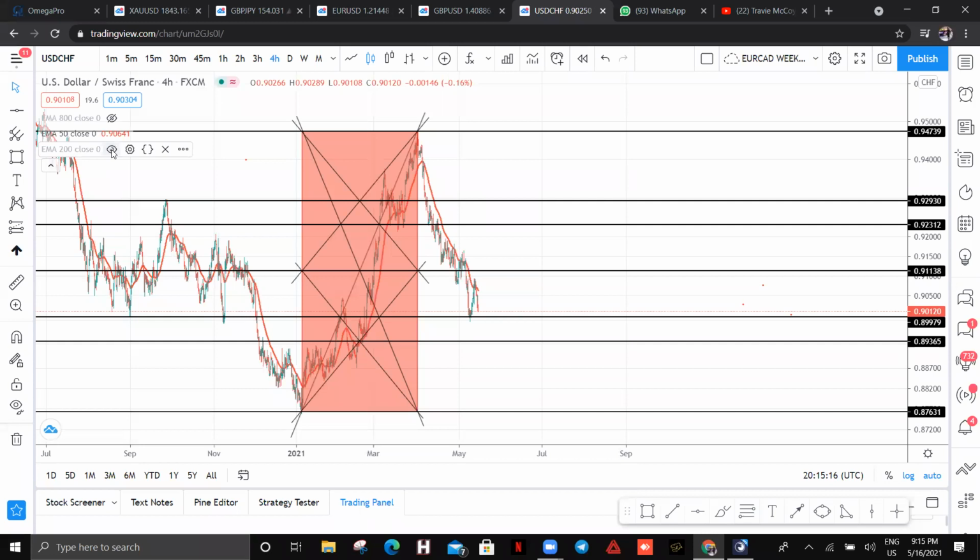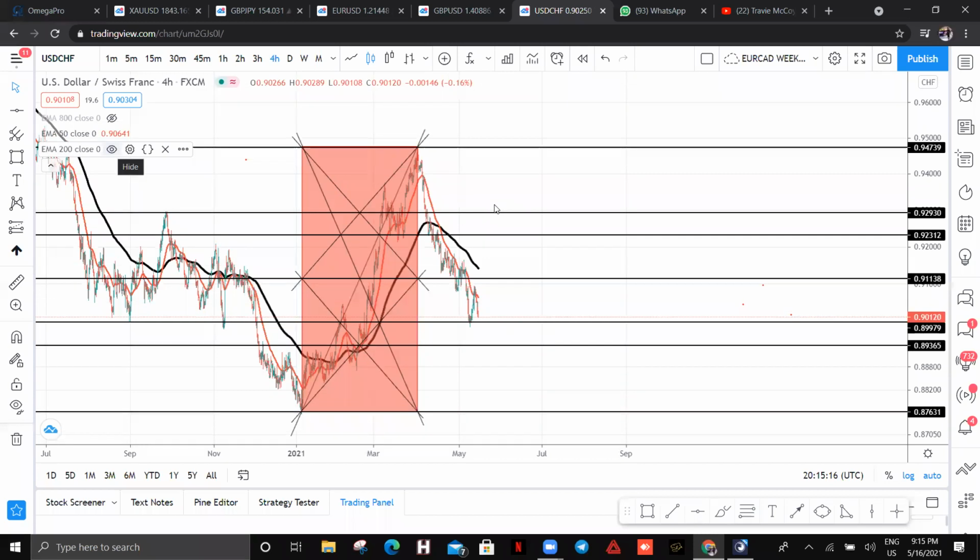Now, how can you determine what's going to happen here? The 200 moving average is actually the trend indicator. If price is above the 200 moving average, just like what you're seeing here, it tells you that that pair is bullish.